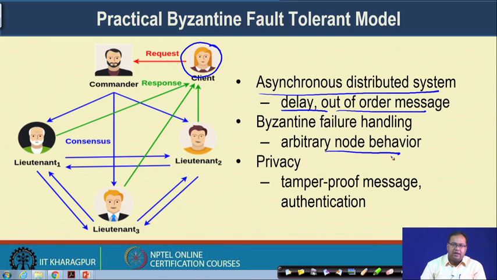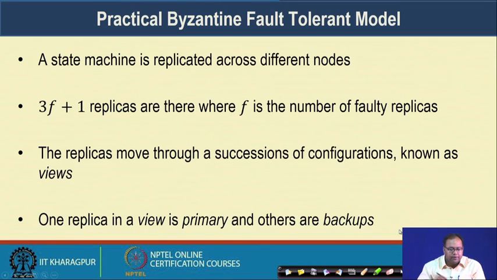So, some nodes can vote for a transaction and against a transaction. Additionally, this PBFT algorithm also supports privacy over the system. So, it ensures that the messages are tamper proof. It applies a hashing technique similar to blockchain. We will discuss that in detail, and it also applies an authentication technique through the digital signature mechanism, so that none of the messages transferred from individual nodes in the system can be tampered with or eavesdropped. So, that is the system model.